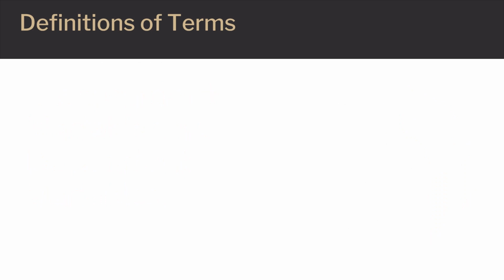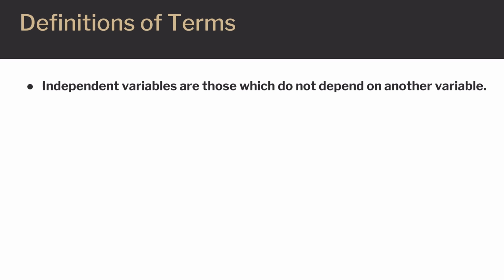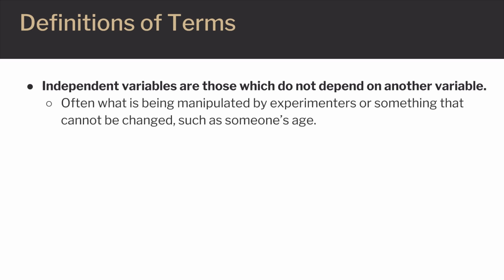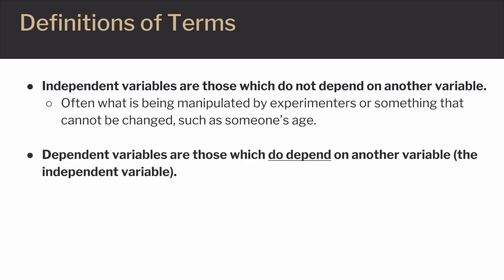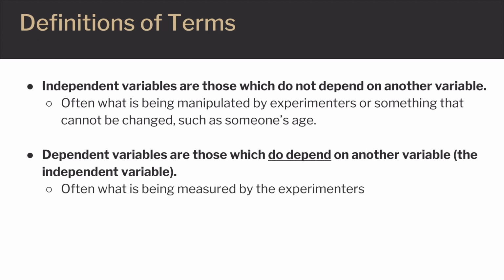Let's begin by reviewing the definitions of the terms independent and dependent variables. Independent variables are those which do not depend on another variable. Independent variables are often what is being manipulated by experimenters or something that cannot be changed, such as someone's age. Dependent variables are those which do depend on another variable, the independent variable, and they're often what is being measured by the experimenters.